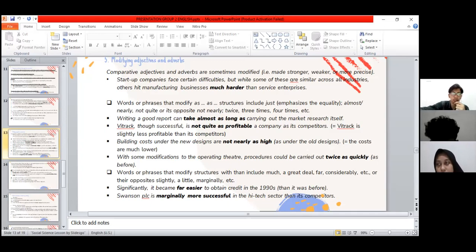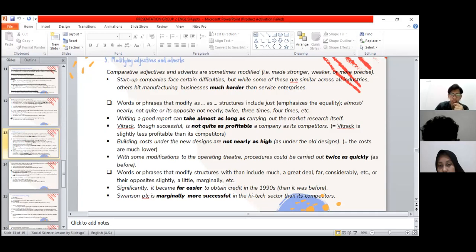Fitrex is slightly less profitable than its competitors. Building costs under the new designs are not nearly as high as under the old designs. The costs are much lower. With some modifications to the operating theater, procedures could be carried out twice as quickly as before. Words or phrases that modify comparative structures include much, a great deal, far, considerably, etc., or their opposites: slightly, a little, marginally, etc.